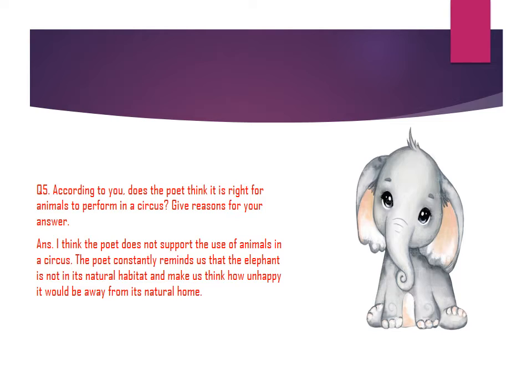So I think it's clear to you. Answer is, I think the poet does not support the use of animals in a circus. The poet constantly reminds us that the elephant is not in its natural habitat and makes us think how unhappy it would be away from its natural home. So children, I hope all of you have understood the question answers.